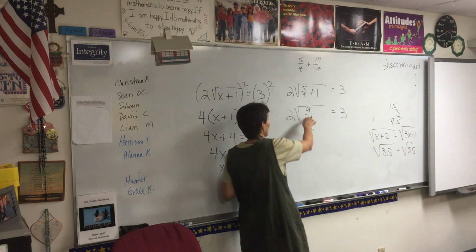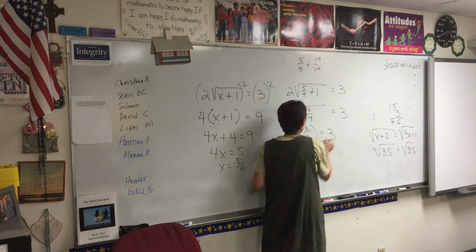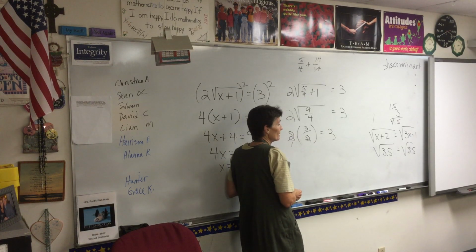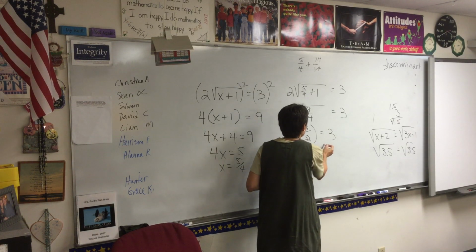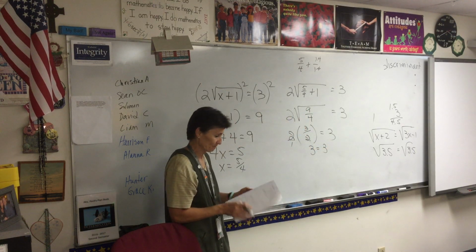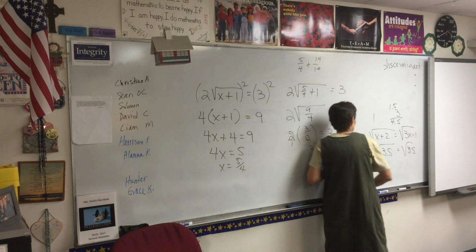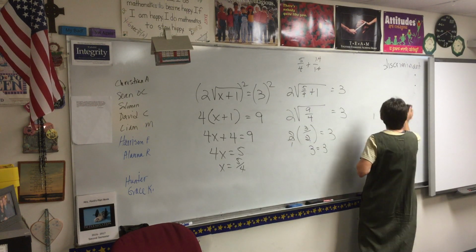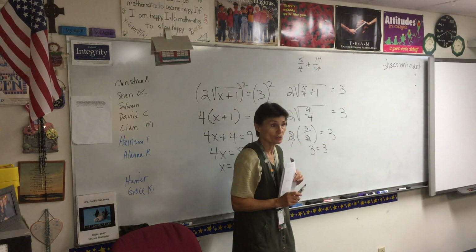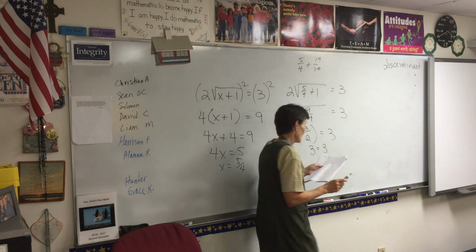What's the square root of 9/4? 3 halves. And what happens when we multiply 2 over 1 times 3 over 2? It turns into 3. So once again, we have a good answer. If it's a bad answer, no solution. If that hadn't checked, then the answer would be no solution.